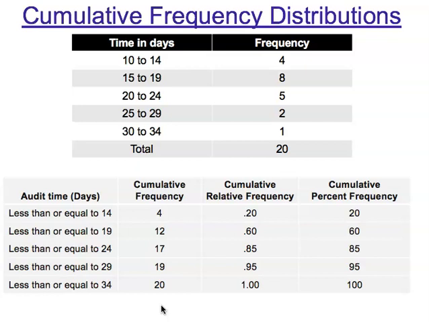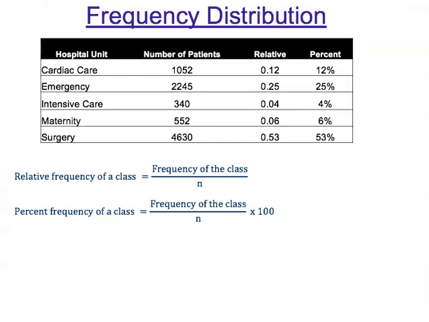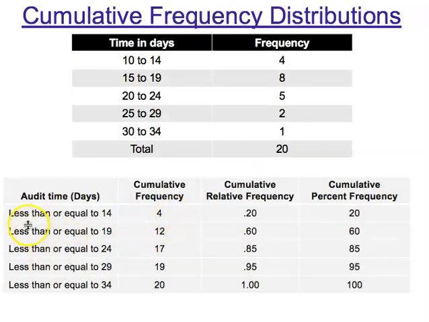in your data set. With this cumulative frequency, you can then create a relative frequency. Going back, we use the exact same formula. Relative frequency is the frequency of the class divided by n. Well, what's the frequency of this class here? 4 divided by 20, which is 0.2. What's the frequency of this class here? 12 divided by 20, which is 0.6, so on and so forth.